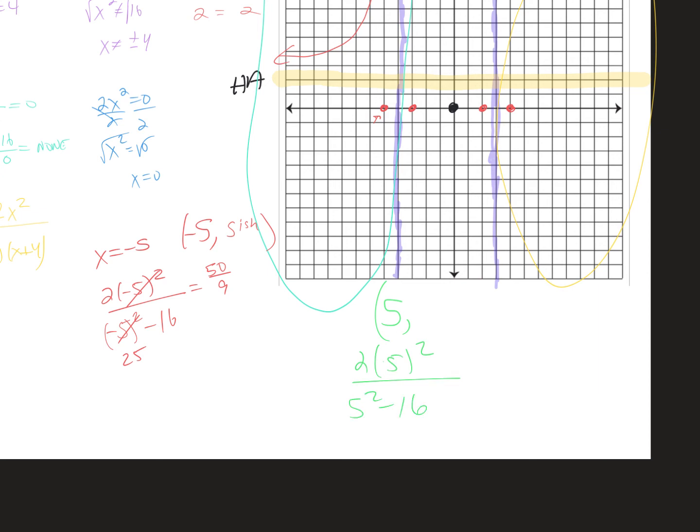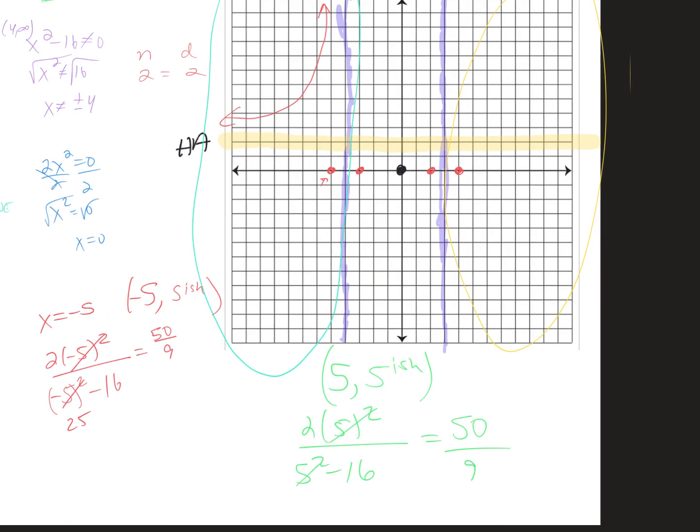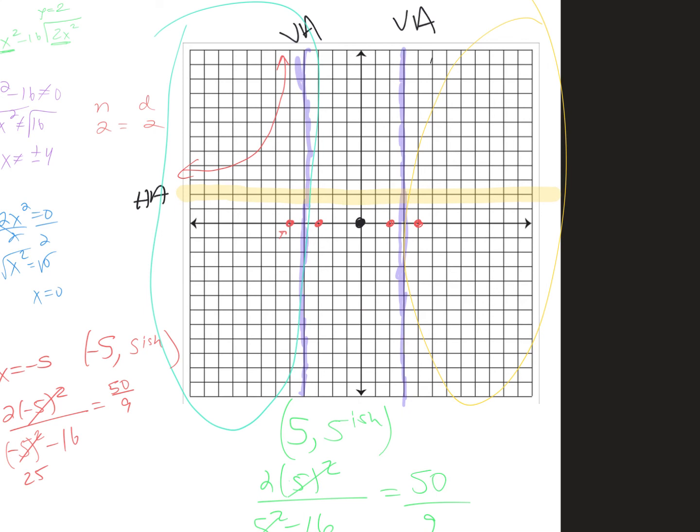Some of you are like, you get the same thing. That's totally okay. If you see that, great. So 25 times 2 is 50, over 25 minus 16 is 9. So again, I get 5-ish. I go +5, 5-ish. All I need to know is, is that above or below that horizontal asymptote? It's above. So this side of the boomerang exists here.